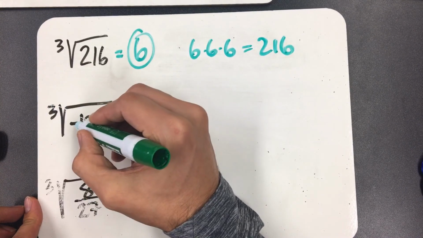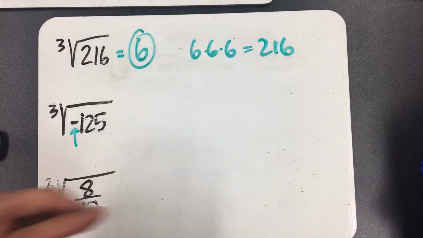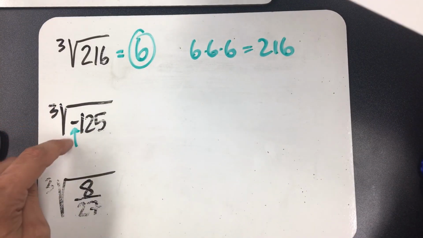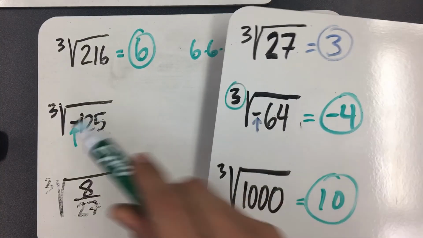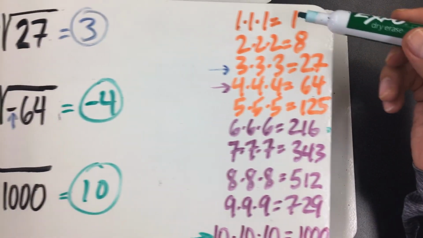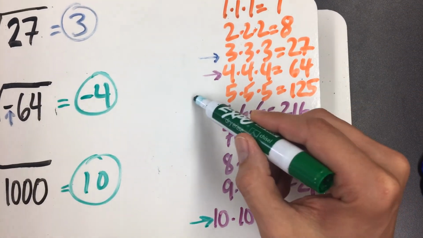The next one, the cube root of negative 125. Is it okay to have a negative inside if it's a cube root? Yes, it's okay. So I'm going to look at my chart for 125. On my little chart, 125 is right here.